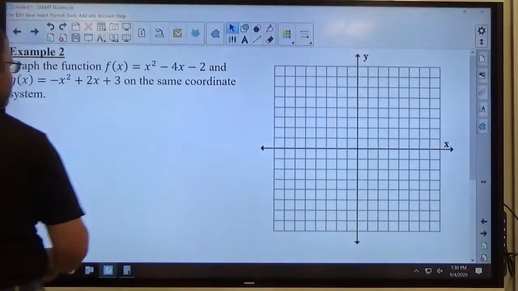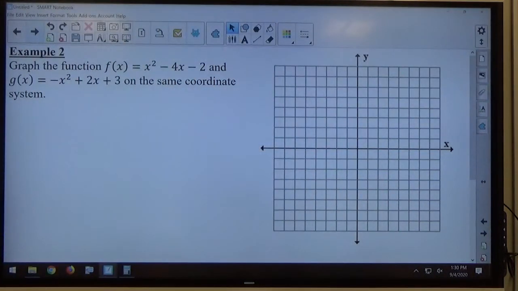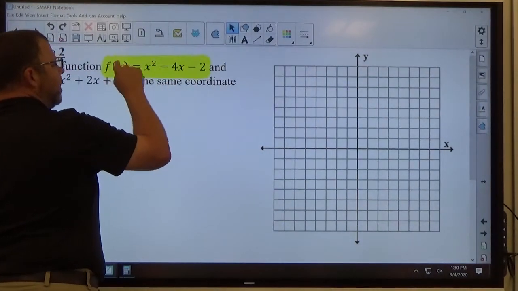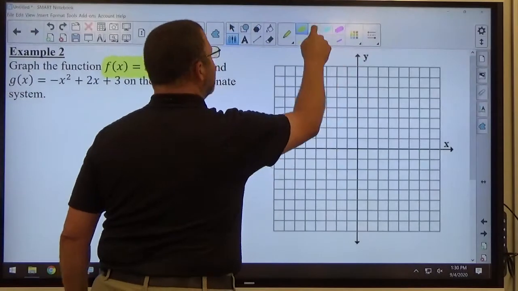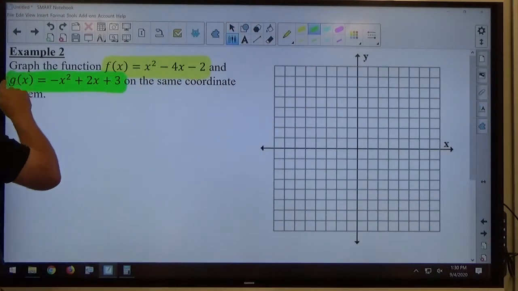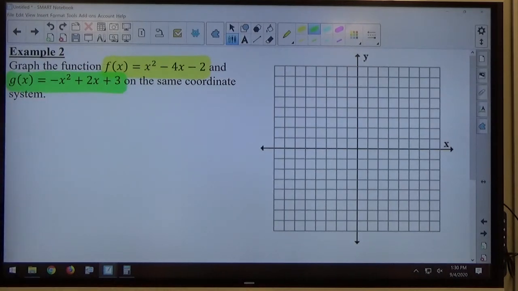All right, example 2. It says graph the function f of x equals x squared minus 4x minus 2. That's one function. And g of x equals negative x squared plus 2x plus 3 on the same coordinate system. So there's a coordinate system over there in xy axes. All right? They want us to graph both of these on the same coordinate system.